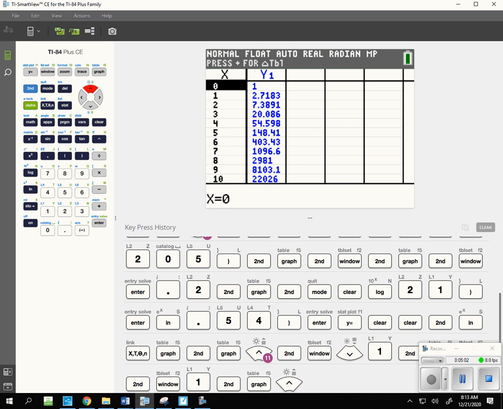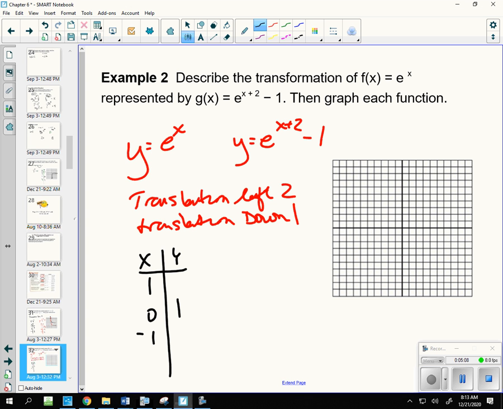1 would be 2.7, 0.37. So 2.7 and 0.37. 1, 2.7, 1. And so again, this is exponential growth.